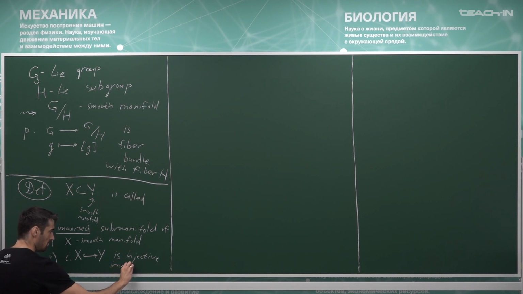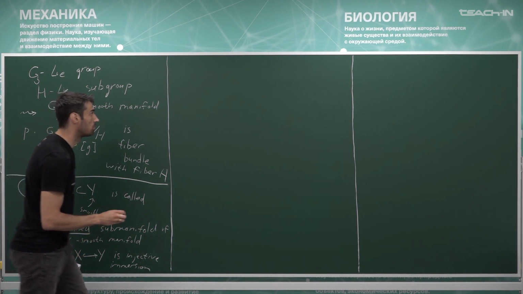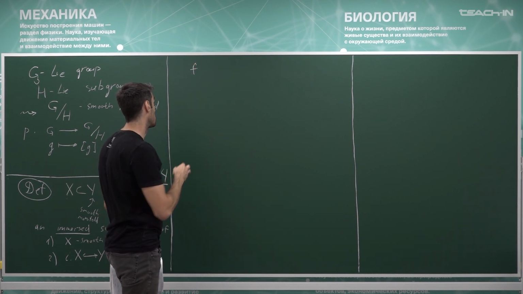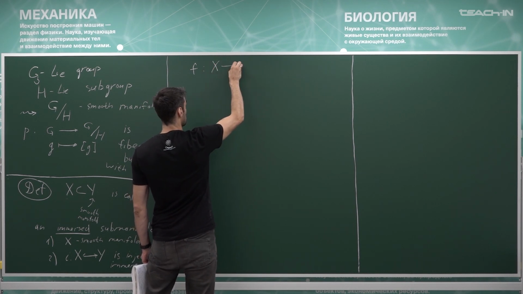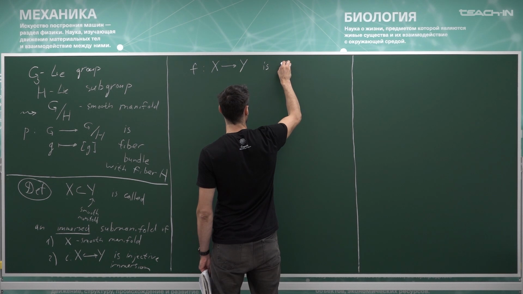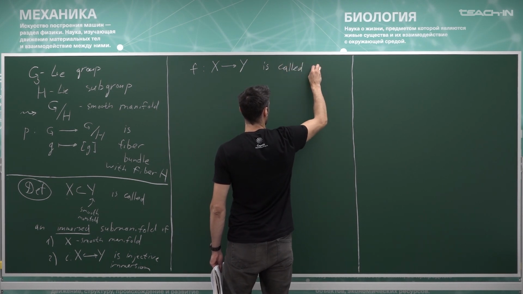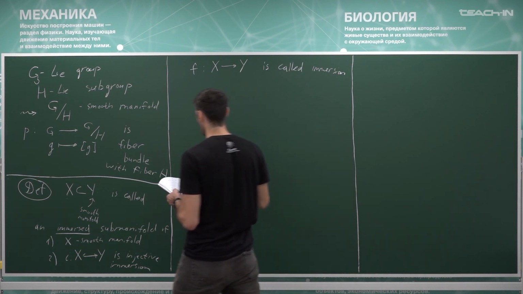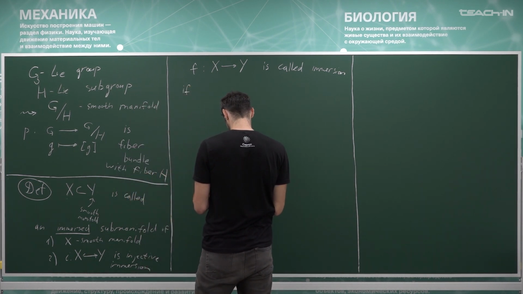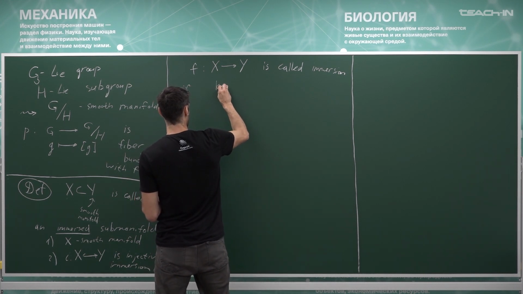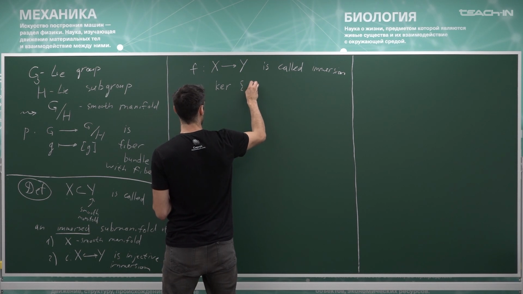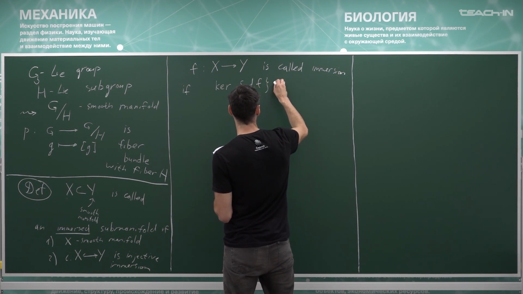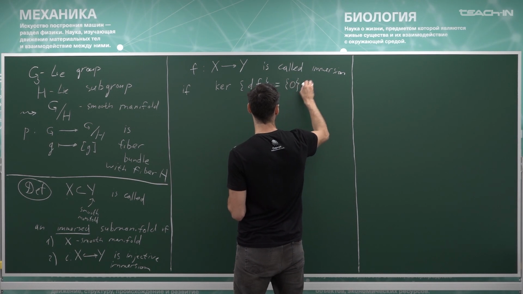So what does it mean? If I have a map F from one manifold to another, it is called an immersion if the kernel of the linear map dF at any point x is trivial, for any point x in X.